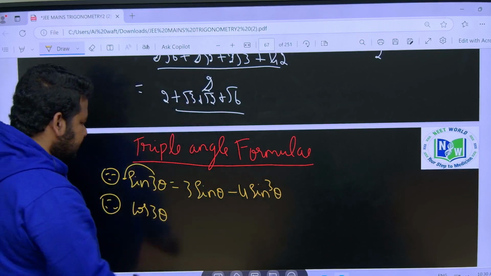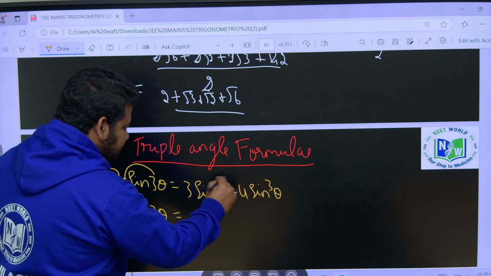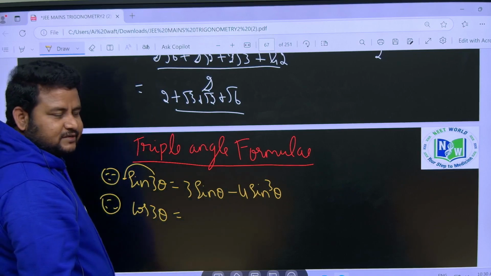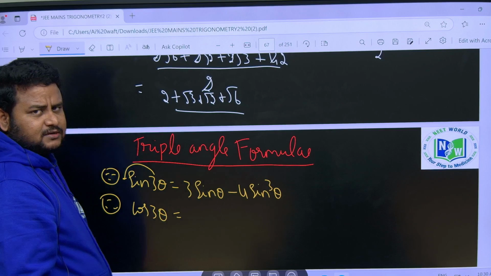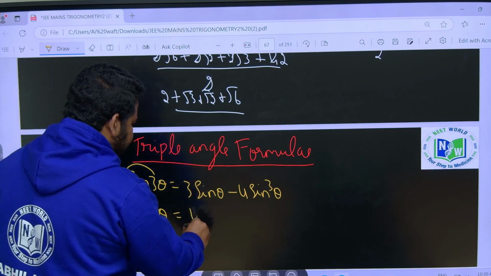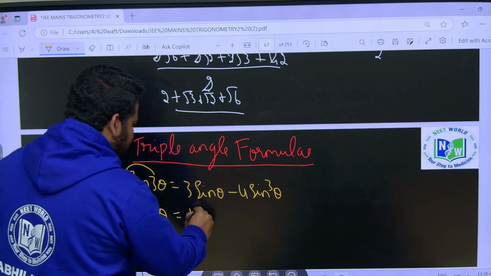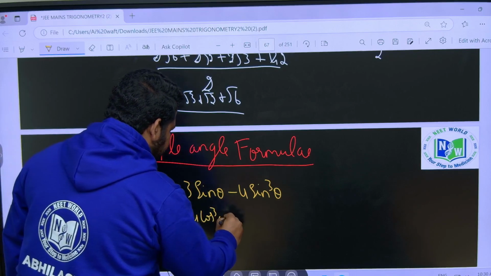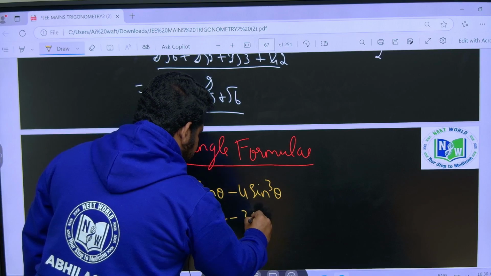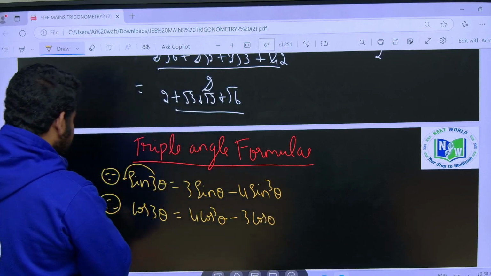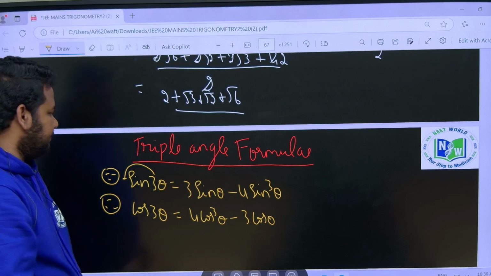Got it. Next, what about cos 3 theta? Cos 3 theta, as I told, is the reverse. So first I will write it in terms of 4. This will be 4 cos cube theta minus 3 cos theta. This is the formula. Right friends, this is the formula you have to remember. Highly important.